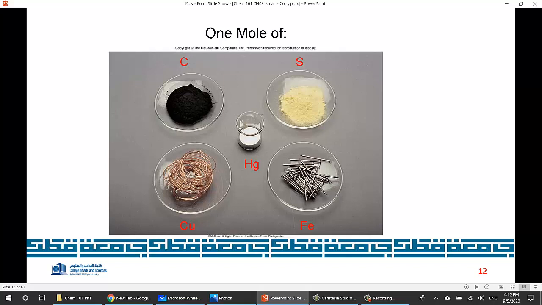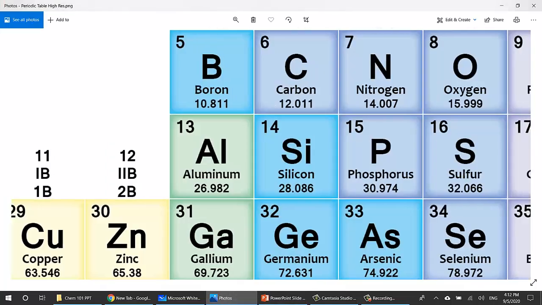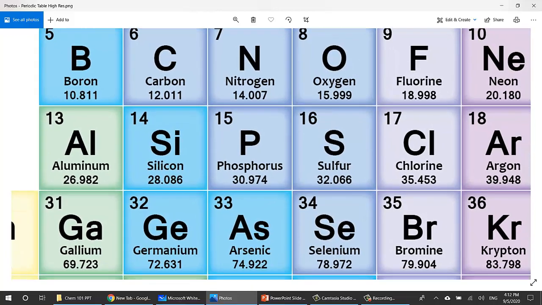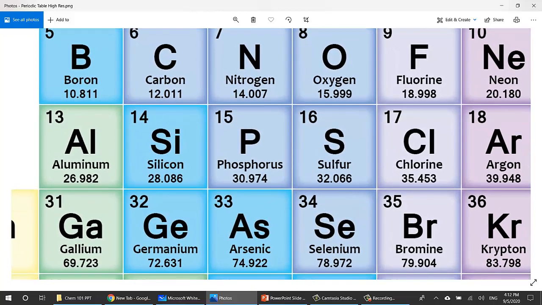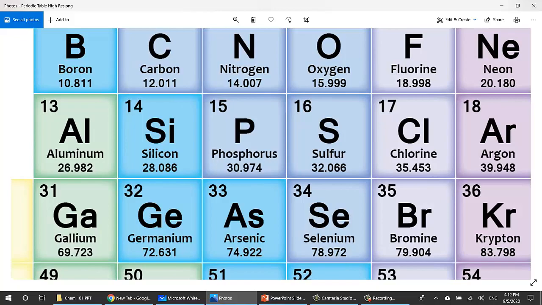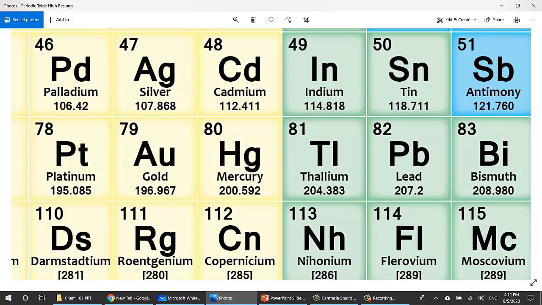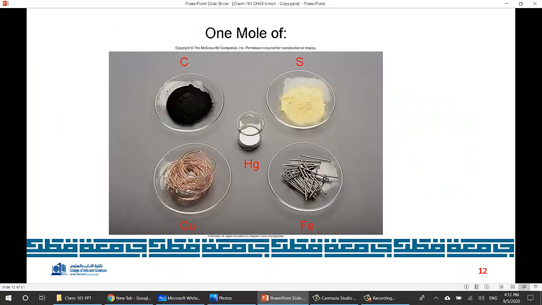But their masses are different, because if you look at the periodic table, for example, the atomic mass of sulfur is 32 AMU. So 1 mole of sulfur will equal 32 grams. But if you go to mercury, mercury has an atomic mass of 200.5, and therefore we have to weigh 200.5 grams of mercury, and because the mercury density is so high, that will be a small volume of mercury.